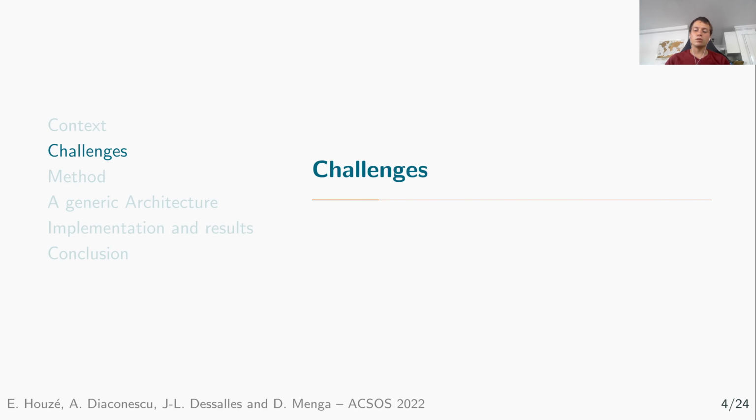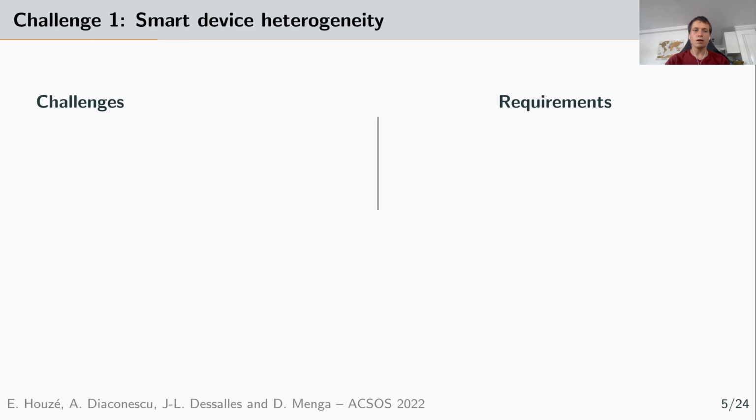However, looking at the current state of the art of explainable AI, we see that there are not that many works that tackle this issue. And we mainly identify three main challenges that remain to explain smart homes. The first of these challenges is smart device heterogeneity. As you may know, smart homes are collections of different devices acting in the same house. So they are heterogeneous systems.